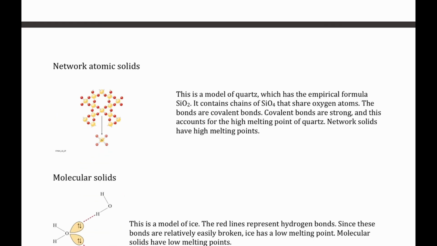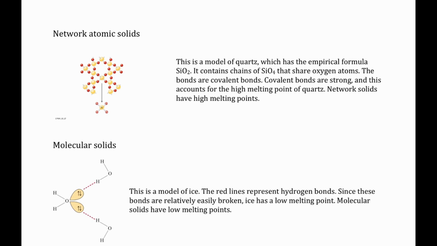Network atomic solids, or we could just say network solids. This is a model of quartz, which has the empirical formula SiO2. So for every one silicon, there's 2 oxygens. It contains chains of SiO4, except that the oxygen atoms are shared with silicon such that the empirical formula is SiO2.